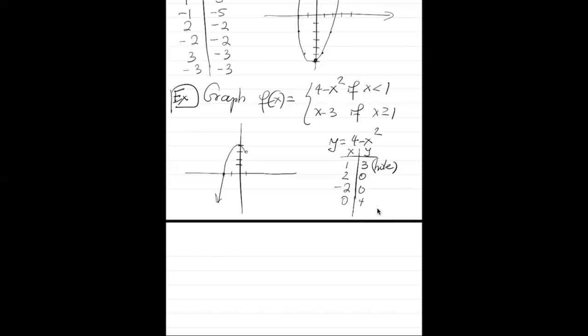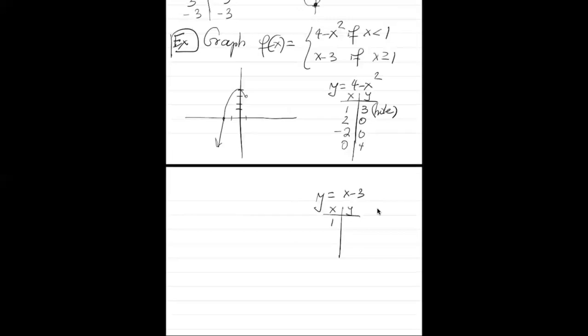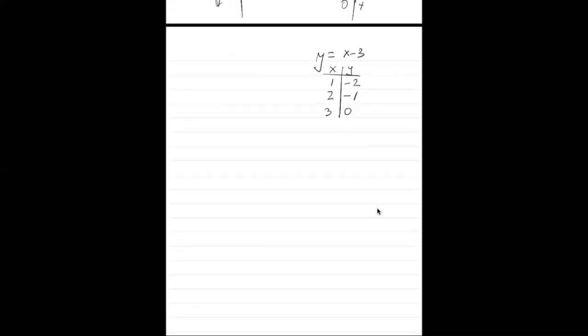The other part is a line. So for y equals x minus 3, we can make a table as well for values of x greater than or equal to 1. So let's do 1, gives me -2, 2, -1, 3, 0, and so on. So 1, -2 is this point, and then 2, -1 is here, and 3, 0. So a line going this way, this point is included. And this is our piecewise function.